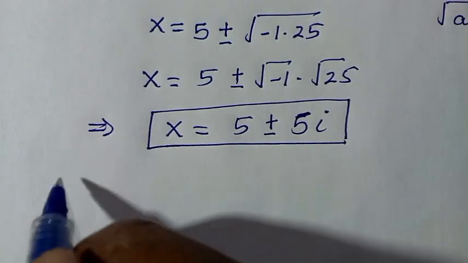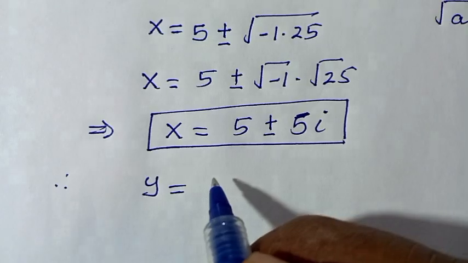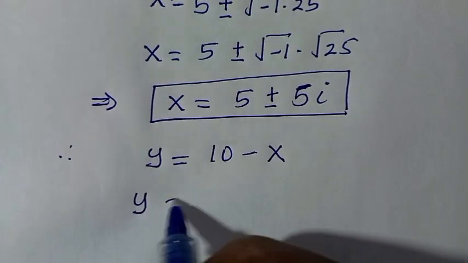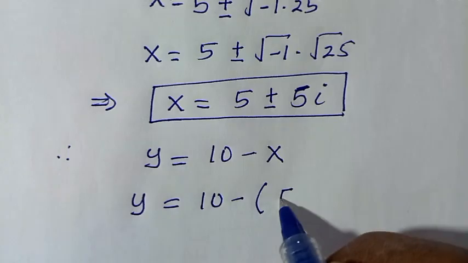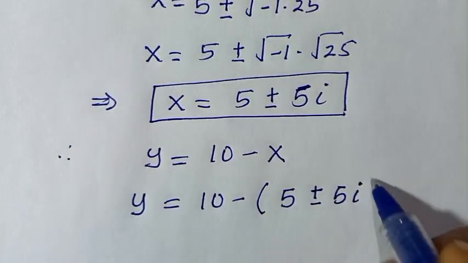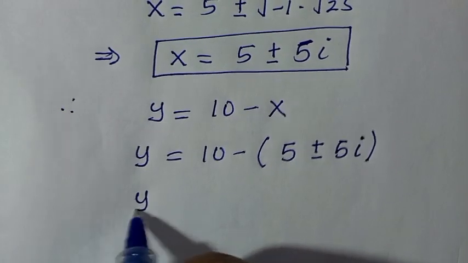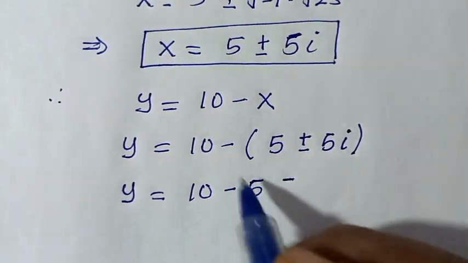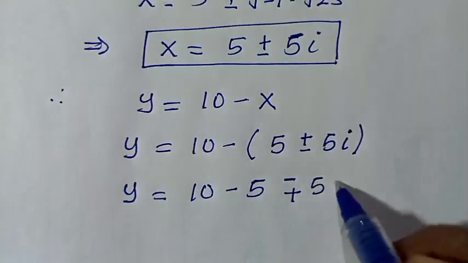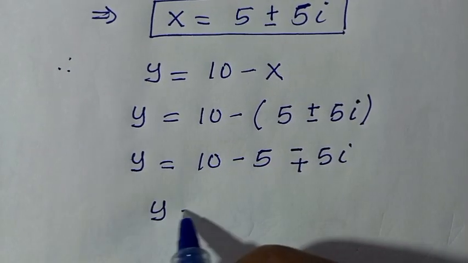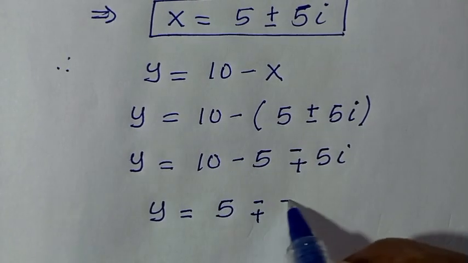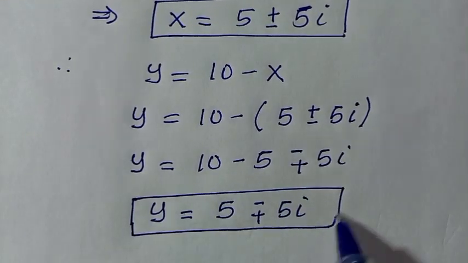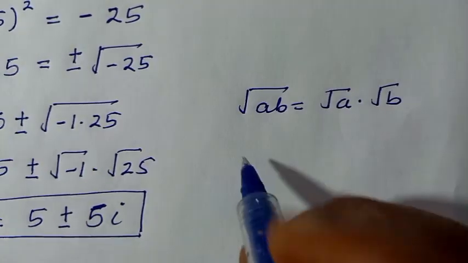Then we recall from equation 3, where we have y equals 10 minus x. By substituting the value of x here, we have y equals 10 minus open bracket 5 plus or minus 5i. By opening the parentheses, we have 10 minus 5, minus times plus is minus, and minus times minus we have plus 5i. And here we have y equals 5 minus or plus 5i. And here is the value of y that satisfies this problem.